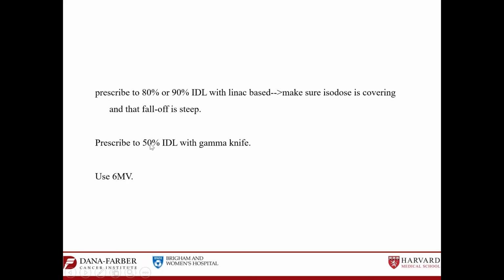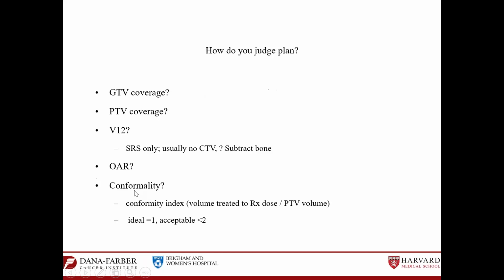So it's a really heterogeneous plan with very high hotspots in the middle compared to the linac base. And usually the energy we're using for treating brain metastasis is around 6 MV. You can use 10 MV, but you're good with the 6 MV. So now how do you judge your plan? How do you approve your plan?